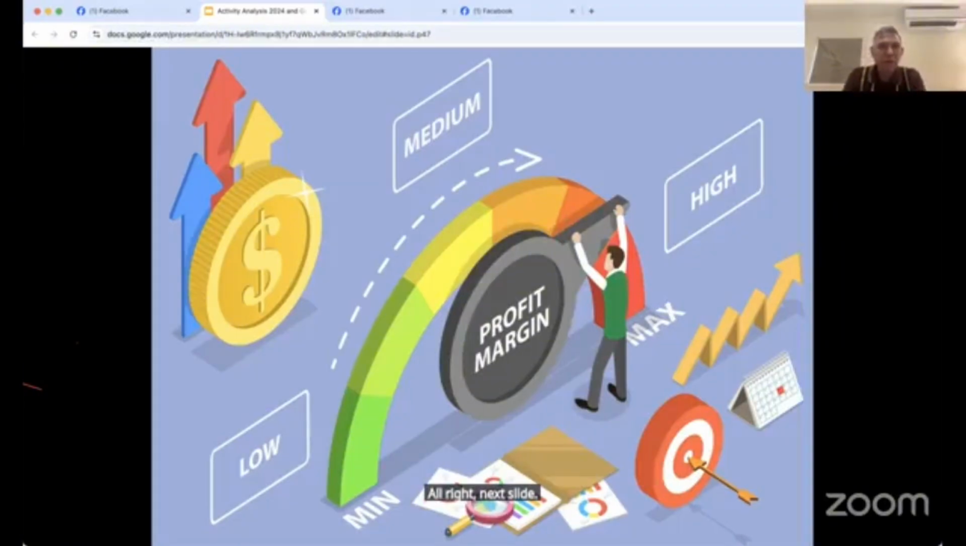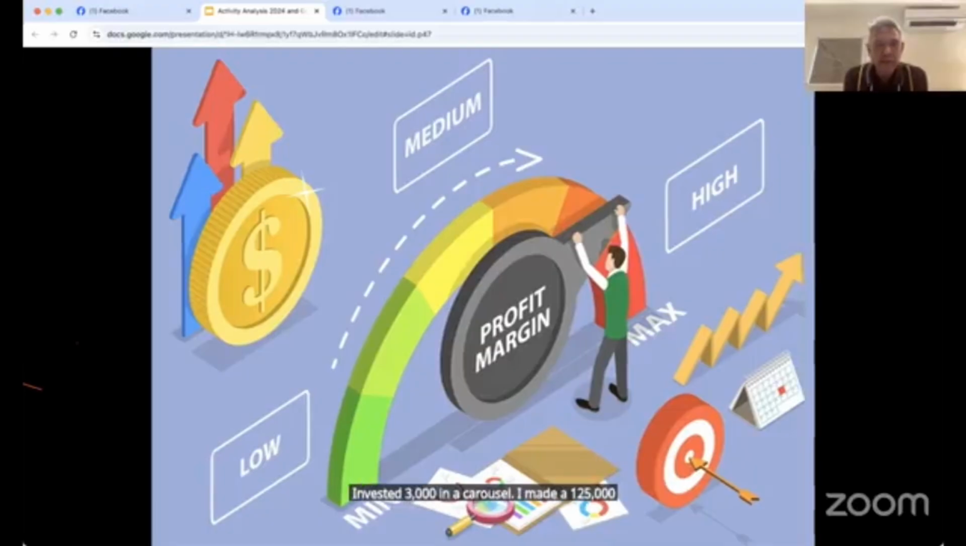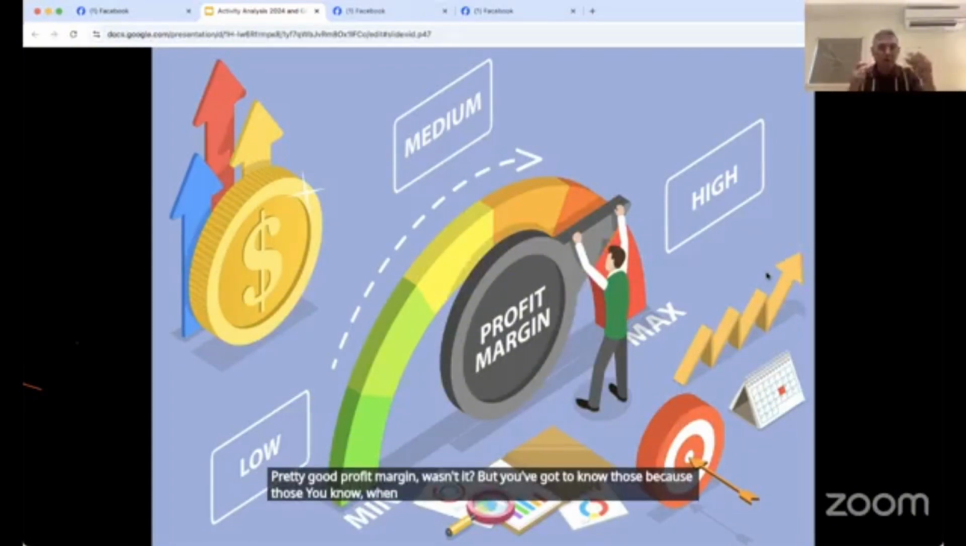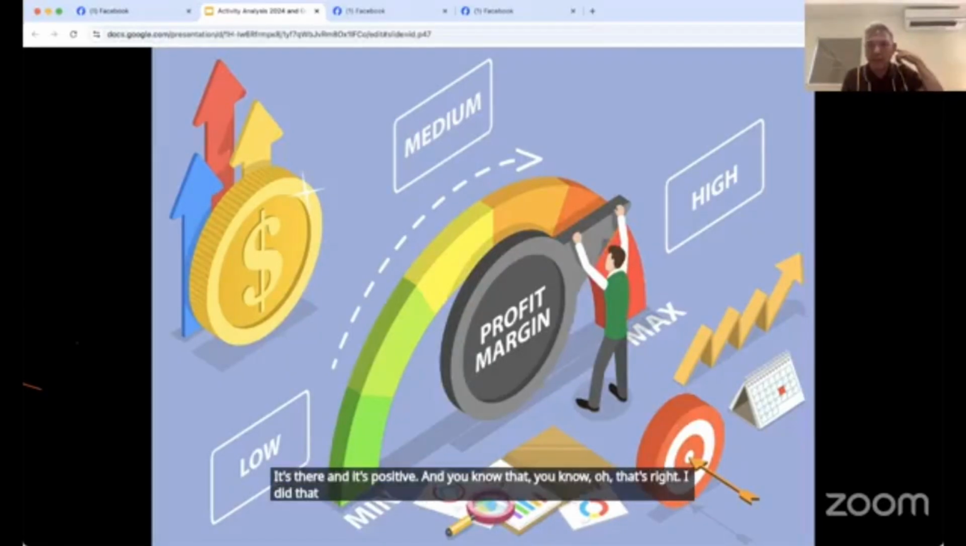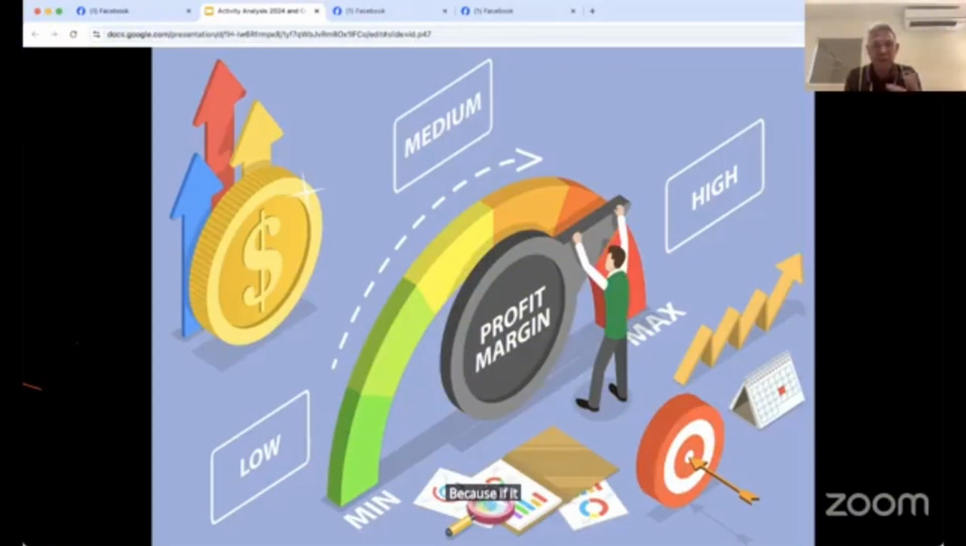What was your profit margin? I invested 3,000 in a carousel. I made 125,000 in rental income. Pretty good profit margin, wasn't it? Okay, but you've got to know those, because when you compute these numbers and information, it's in your subconscious mind. It's there and it's positive. And you know, oh, that's right, I did that right. I've got to do that again, because if it ain't broke, why change it? Next slide.